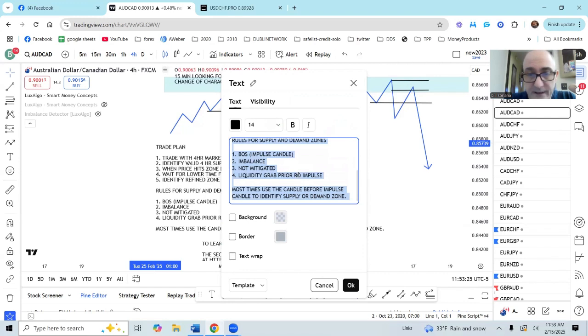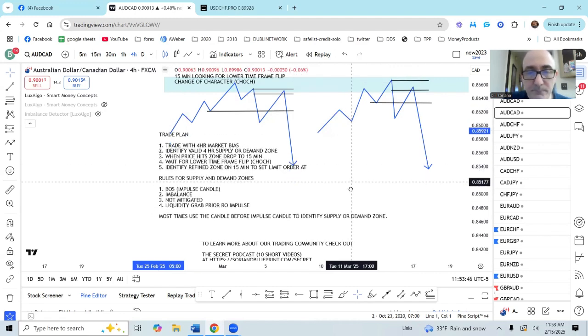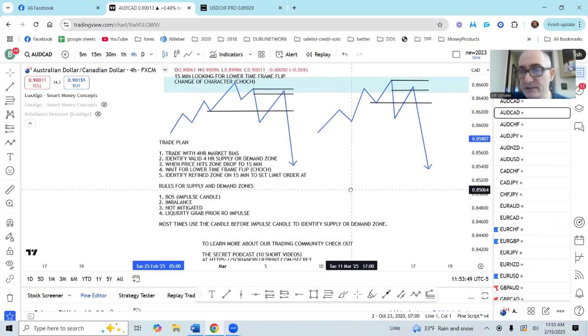And then, of course, remember obviously that these zones, these supply and demand zones, are basically areas where there's been a little consolidation prior to that impulse candle and that break of structure happening, right? So that's kind of what the trading plan is going to be.